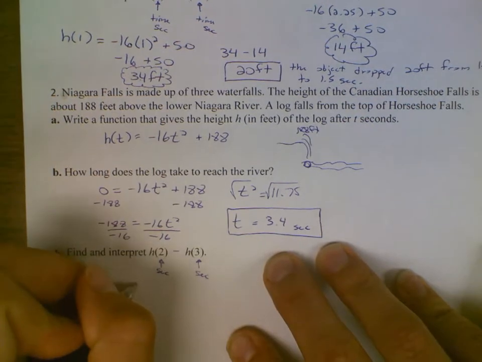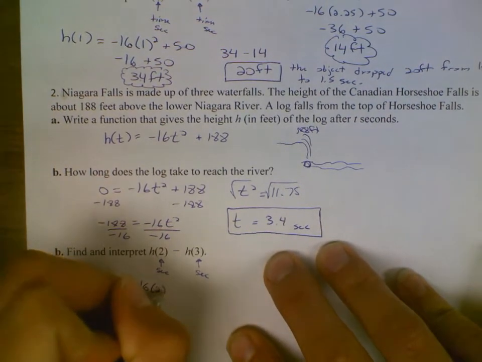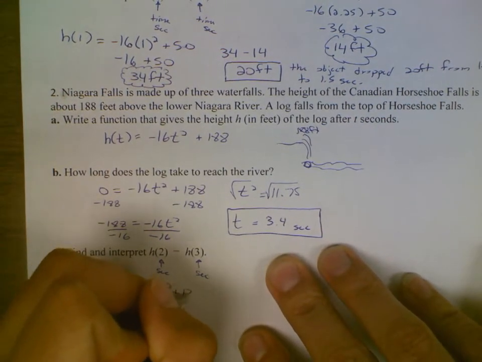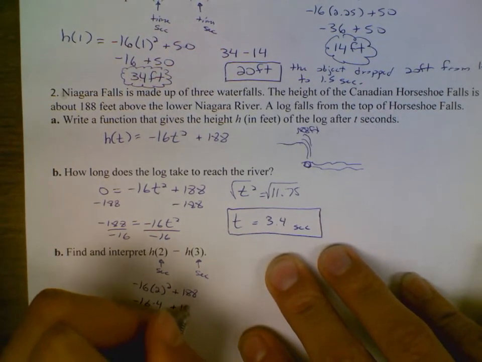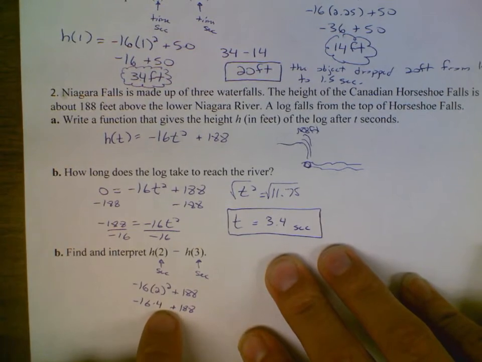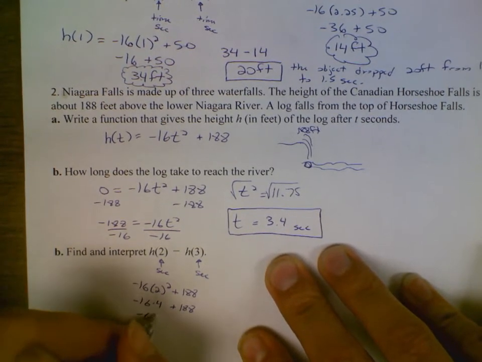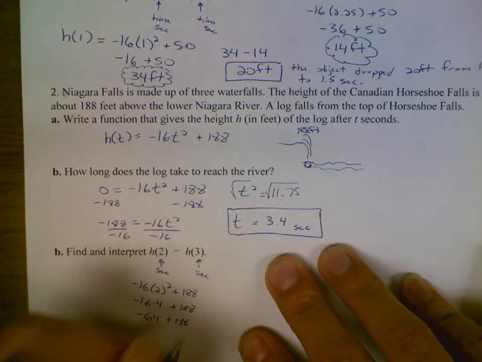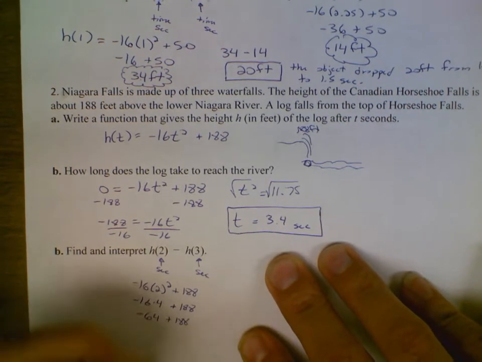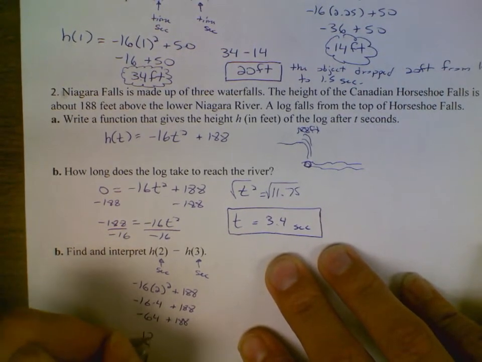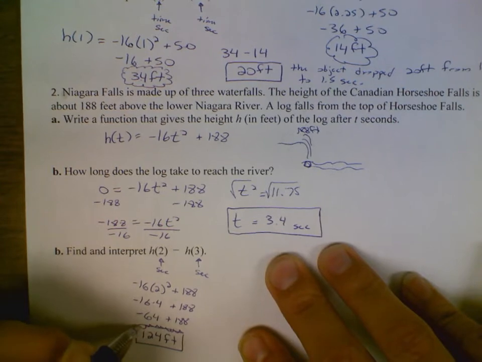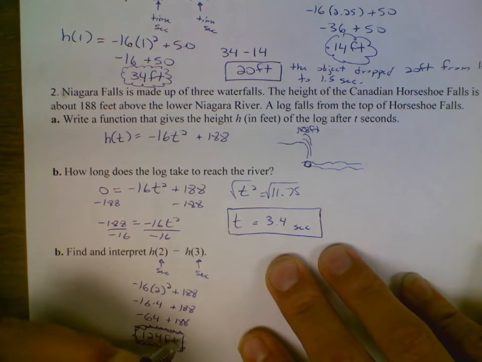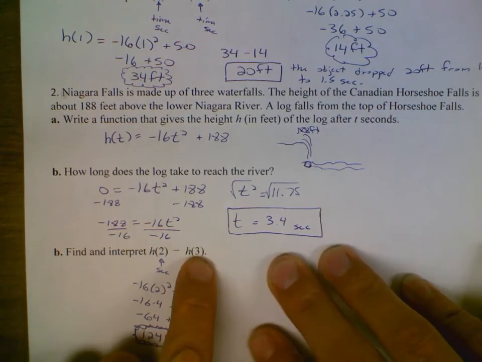So if I do that, I'm going to get negative 16 times 2 squared plus 188. Well, that's negative 16 times 4 plus 188, right? 2 squared is 4, and 4 times negative 16 is negative 64, plus 188. If I take 188 minus 64, I believe I'm going to get 124 feet. Okay, so that's the first one here. Just a cloud. And then on h of 3, I'm just going to plug 3 in.